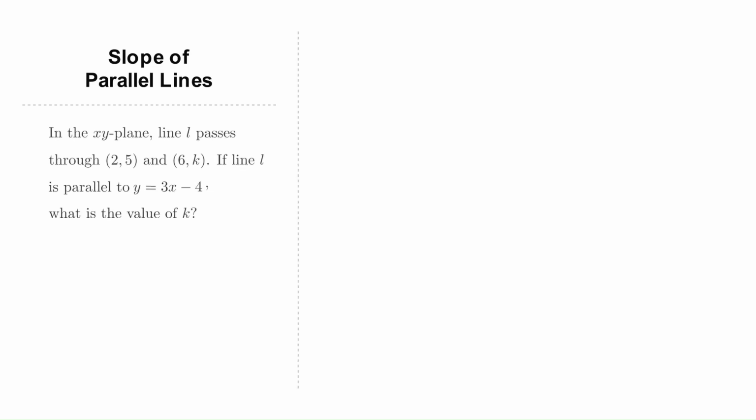In this example, we will determine a missing coordinate of a point using the properties of parallel lines. Our problem states that in the xy plane, line L passes through the points (2, 5) and (6, k). If line L is parallel to the line y equals 3x minus 4, we need to find the value of k. First, recall that parallel lines have equal slopes.